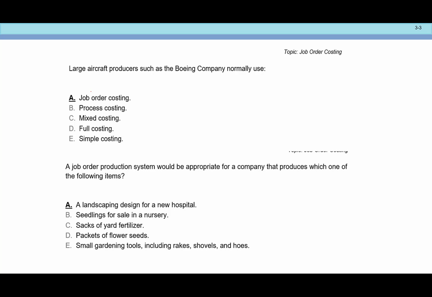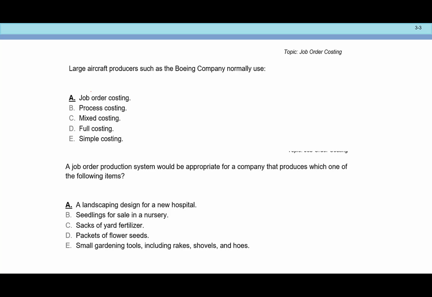My question about the tools, isn't there a variety of tools? So wouldn't you think that making a variety of tools is all different? There's a variety of tools, but when they're making a batch of rakes, then every single one is the same. So they would keep cost of that batch of rakes using process costing, right? Then when they switch around the machinery and switch it over to making shovels, they'll use process costing for the shovels and keep track of it that way.